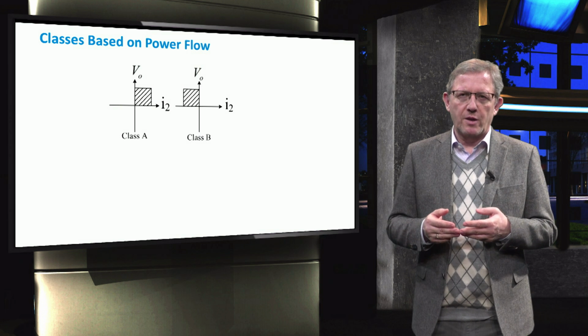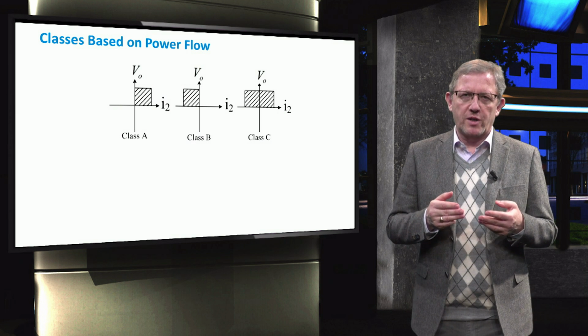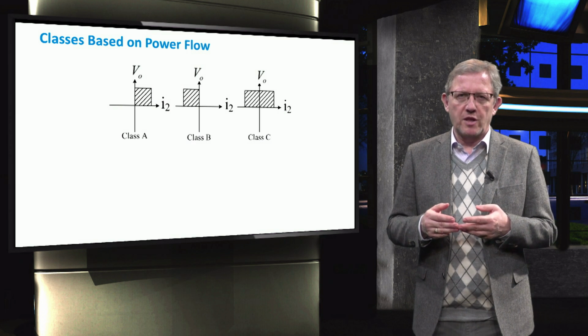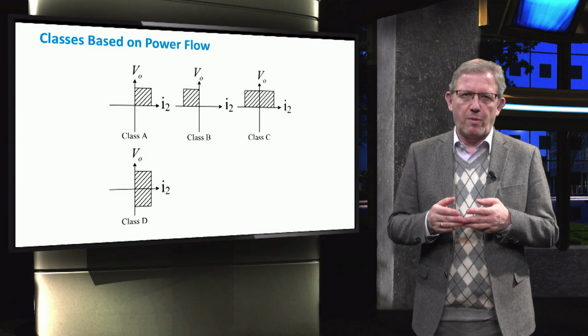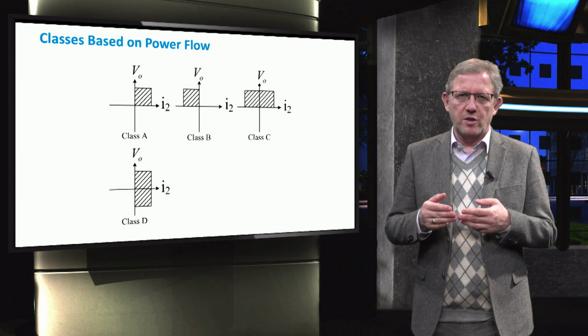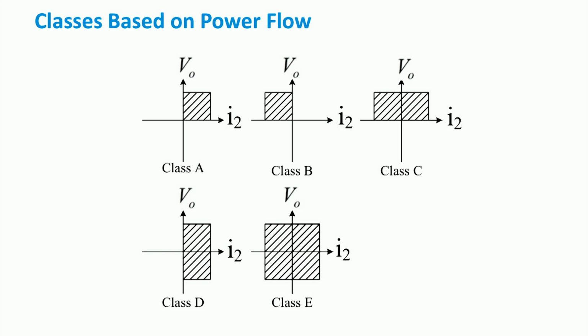However, there are also examples of 2-quadrant converters. Class C allows a bidirectional flow of output current, however only for a positive output voltage. Class D allows also a bidirectional power flow, however only for a positive output current. The last and the most complete one is Class E, which has a 4-quadrant bidirectional capability. Class E is the most complete class which offers all the solutions, 4-quadrant operation.